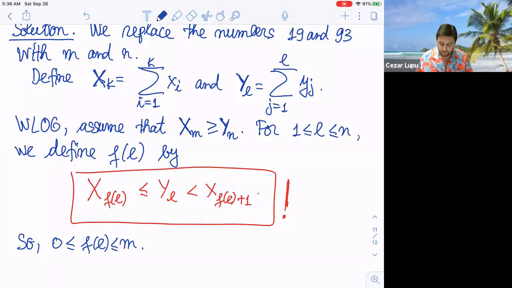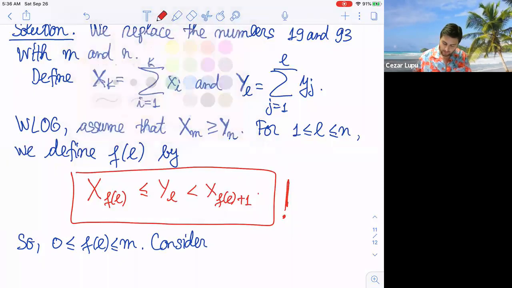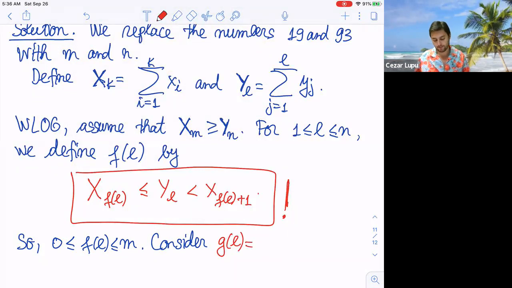And now what I'm going to do is the following. I will consider g of L as, let me see. So we'll consider g of L as y of L minus x of f of L, right?